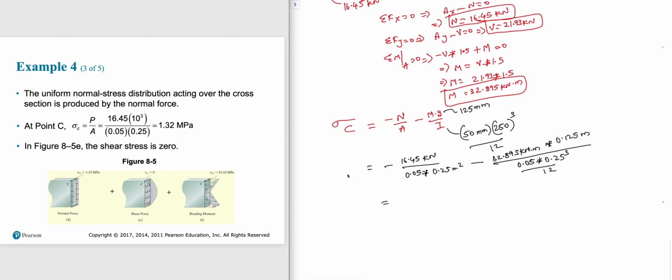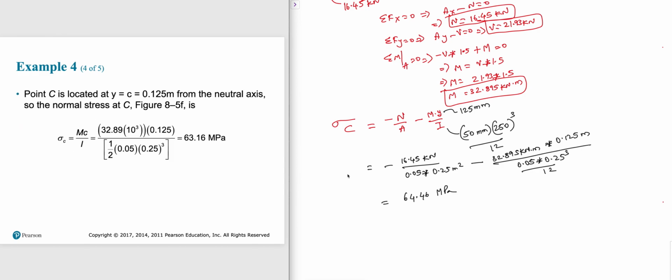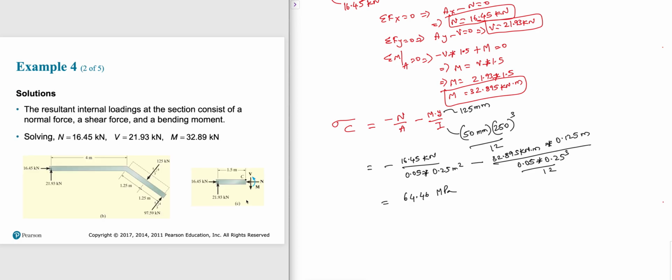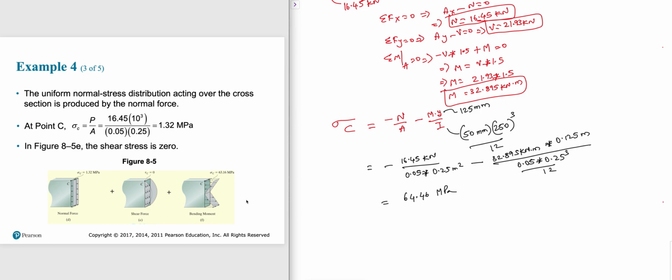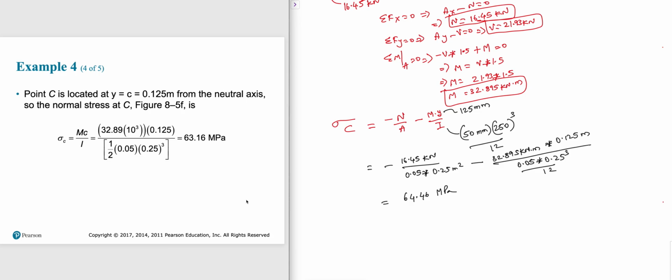I got 64.46 megapascal. That's what I got. How much did they get? 63.16. We're close, but I got a different answer from what we got in the textbook. Maybe I did something wrong. Maybe I'm not sure. 16.4, 0.05, 0.25, that is meter square. And this is a negative, that means it's a compression.